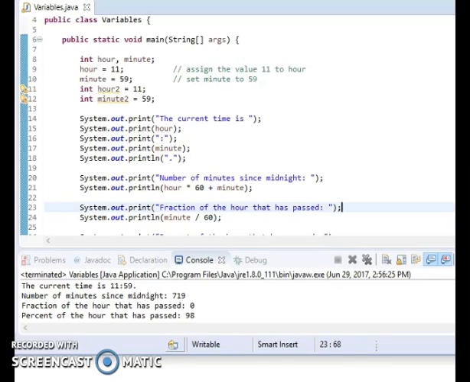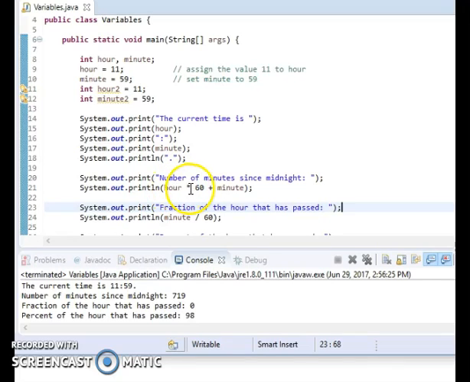Now let's take a look at some of these integer division and double problems that you could potentially have. Okay, so the first thing I do, I have integer hour and minute. You can declare 2 variables on one line separated by a comma. None of these are initialized, so I have to make sure I initialize them, which I do in the next 2 statements. Okay, there's also another hour and another minute, different types of variables that I've defined. So what this should do is print out the current time being 11:59, and it's going to try to calculate the number of minutes since midnight, but let's see what happens here.